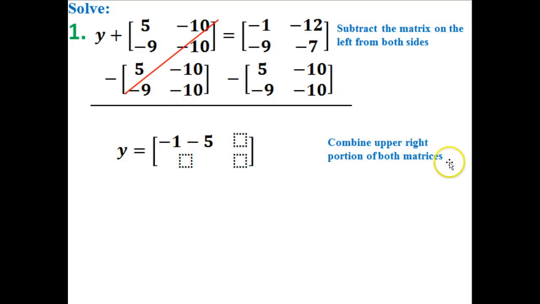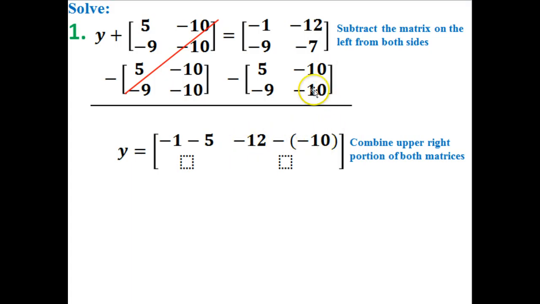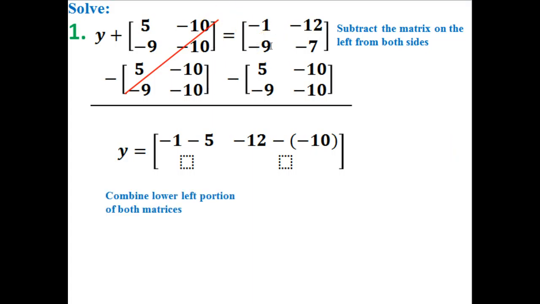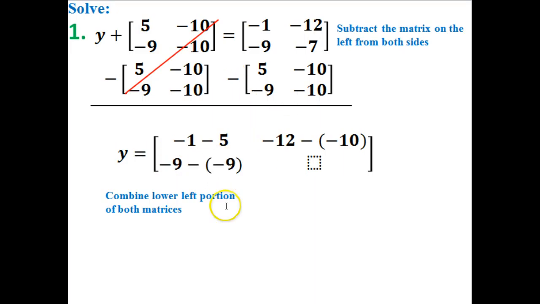The next one, I'm going to combine the upper right-hand corner here. I've got a -12 and a -10. Remember, though, it is subtraction. We've got a subtraction sign here, so it's going to be -12 minus -10. And that's going to be in our upper right-hand corner because these two were both in our upper right-hand corner. Now let's see here. We're going to combine the ones in the lower left-hand corner. So -9 minus -9. That will go right here in the lower left-hand corner.